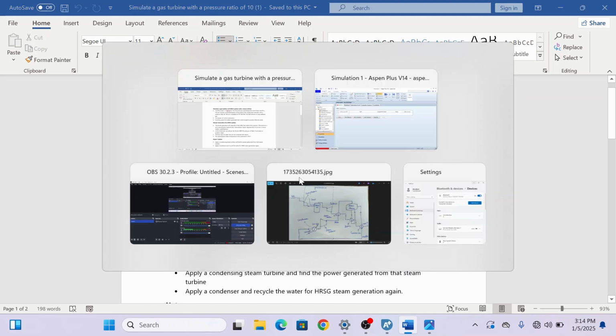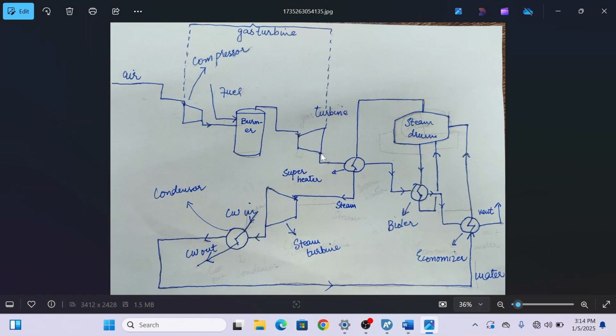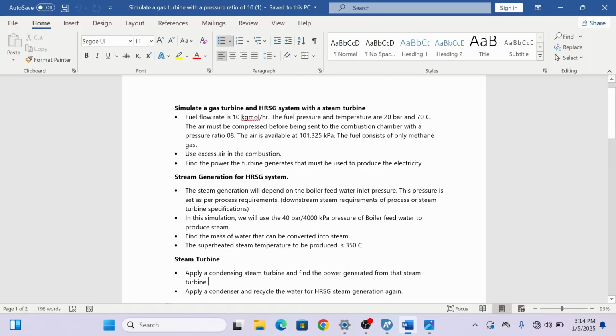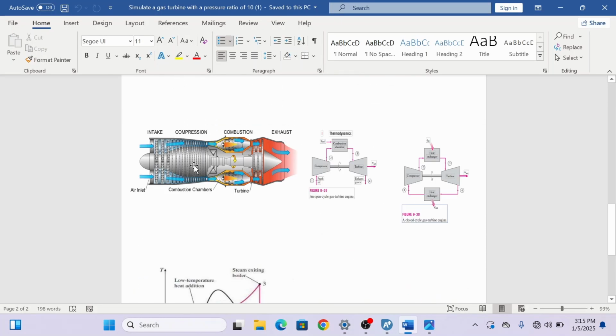Before moving to the simulation, I can show you a small schematic diagram that we will follow for the simulation. Now you can see that our gas turbine mainly consists of three parts. The first part is the compressor, in which air is compressed. The second part is the combustor, in which the compressed air and fuel are burned to produce a large amount of heat and a large volume of gases.